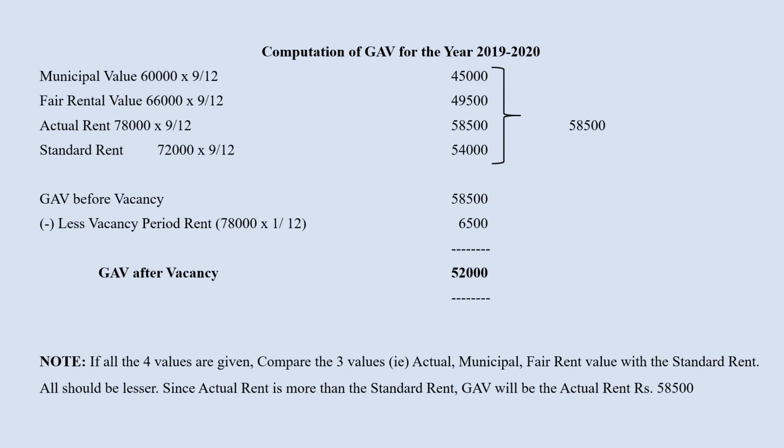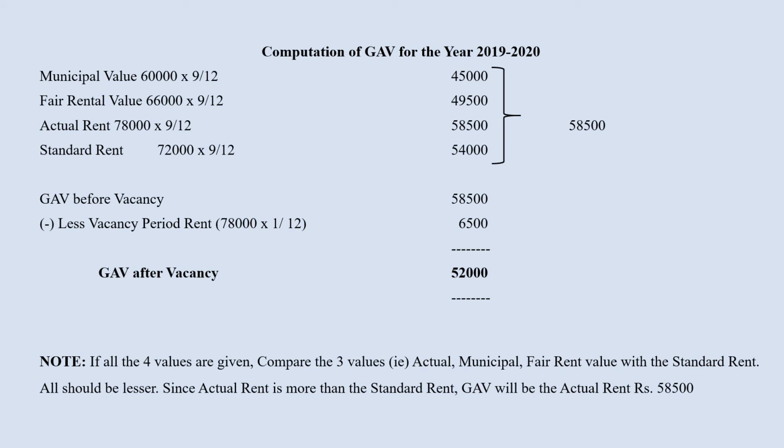So when you do the calculation for GAV, municipal value is given as 60,000. For 9 months only we are supposed to calculate. So 9 into 12 divided by 12, 45,000. Fair rental value is given as 66,000 for a year. For 9 months it is 49,500. Actual rent is 78,000 for a year, which is for 9 months it is 58,500. Standard rent is given as 72,000 for a year. So for 9 months we are taking it as 54,000.